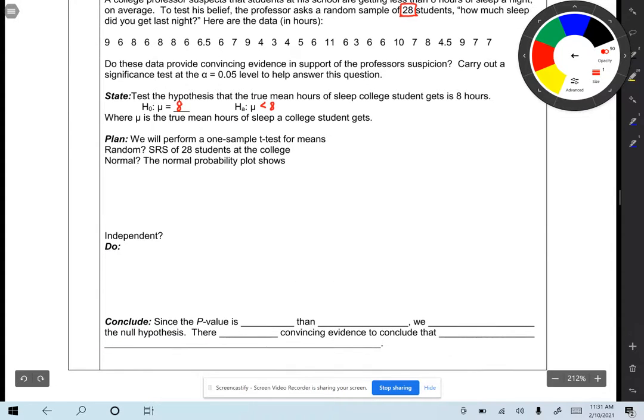Okay. Plan. We will perform a one sample t-test for means. Simple random sample of 28 students at the college. Check. The normal probability plot shows, so we know 28 is not greater than or equal to 30. So this is what our graph looks like. This is the normal probability plot that I will sketch for you. And I'm not going to put all 28 dots or whatever. Maybe I will.